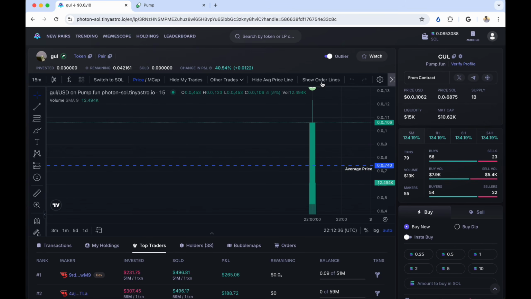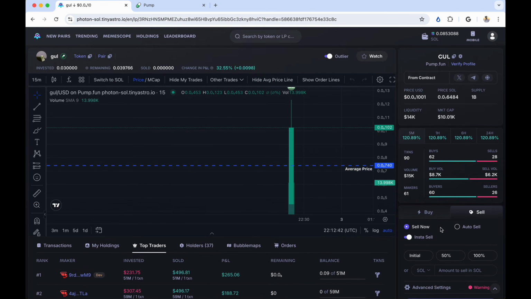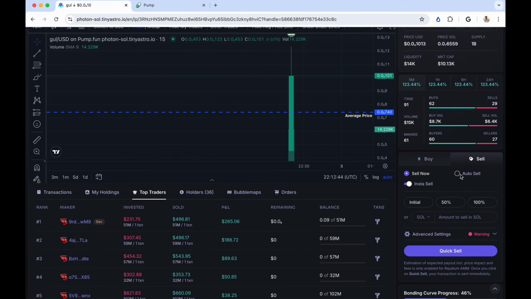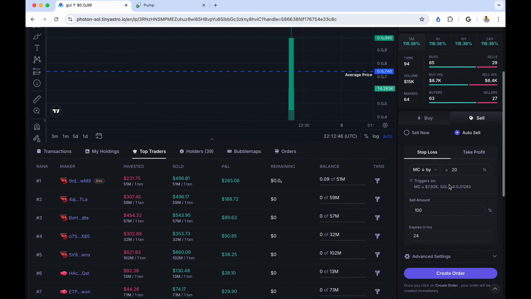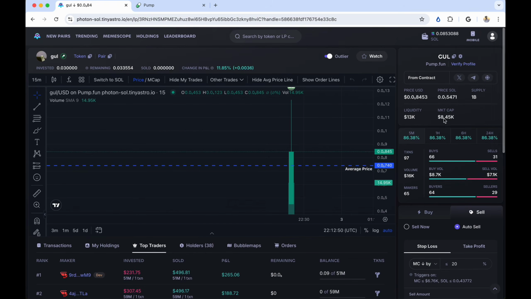So you can see show order lines. You can see where my order is. Now, there are so many other cool things that you can do in this platform. It's really neat. You can sell immediately. I can auto sell if I want to have a stop loss or take profit, which is really cool. So you can see all of that here.